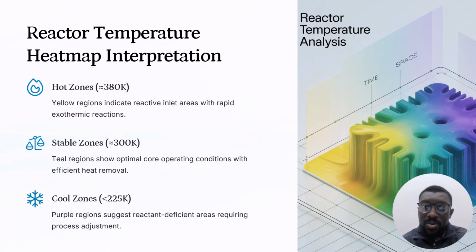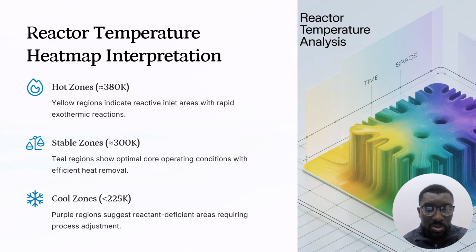Also, to get more insights on the reactor temperature heat map, we observed that the hot zone was approximately 380 Kelvin, shown by the yellow region, and it indicates a reactive inlet area with a rapid exothermic reaction. That means it releases heat. And the stable zone around 300 Kelvin, the teal region, shows optimal core operating condition with efficient heat removal, as heat was being transferred.